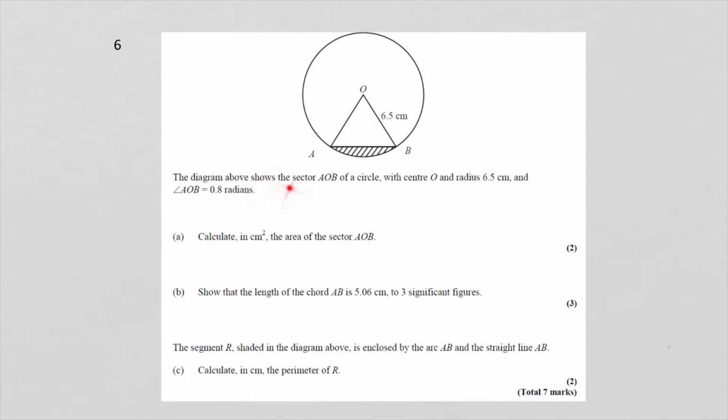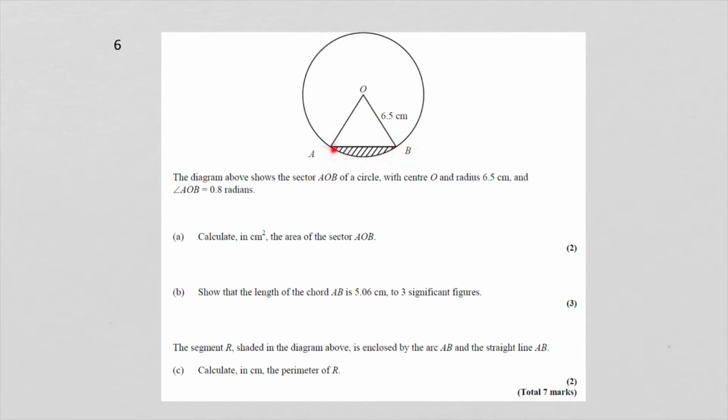The diagram above shows the sector AOB of a circle with center O and radius 6.5 centimeters, and angle AOB equals 0.8 radians. A, calculate in centimeters the area of the sector AOB. B, show the length of the chord AB is 5.06 centimeters to three significant figures. And the segment R, shaded in the diagram above, is enclosed by the arc AB and the straight line AB.